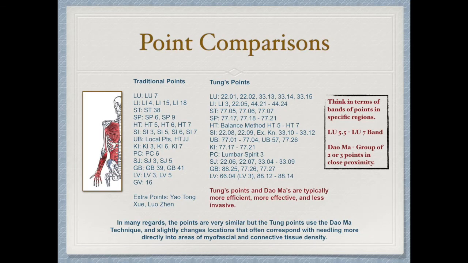So you can see here that the traditional points like Lung 7, located here down on the styloid process of the radius, correspond roughly to some of the Master Tung points, 33.13 and 33.14. Now these are located more proximally, but these are really good points for treating neck and shoulder conditions. Now, it's important to understand the way that the traditional points relate to the Tung points, and that's something that I go into great detail in my course.